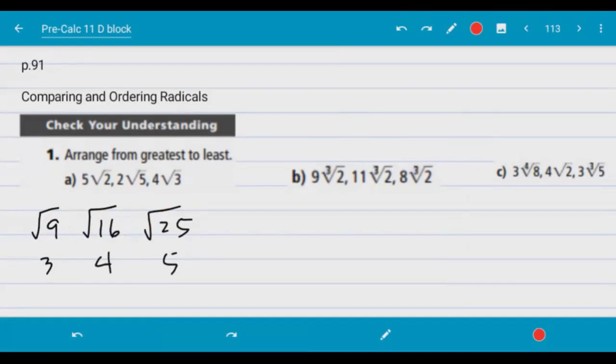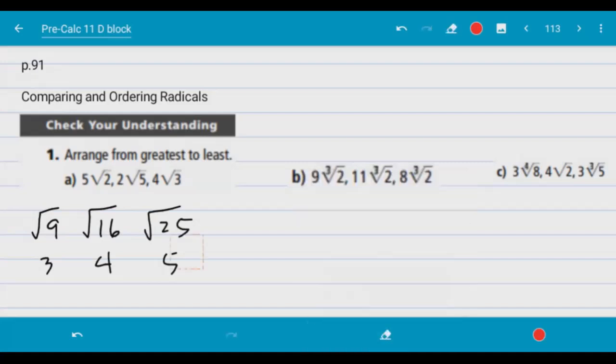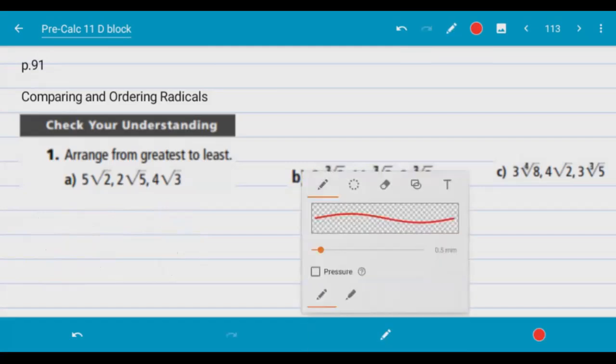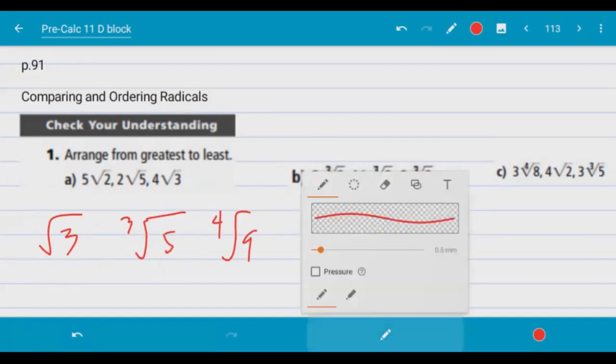Now, compare that to if you have different indices. For example, square root of 3, and then cube root of 5, and then fourth root of 9. All right, that would be pretty hard. There is a way to do that, but that is not something we are going to do today. So let's just focus on the question right now.